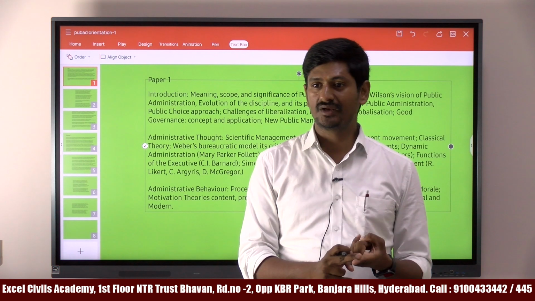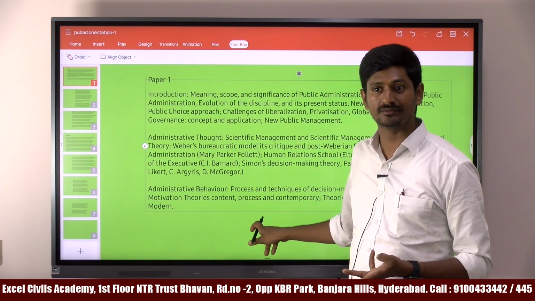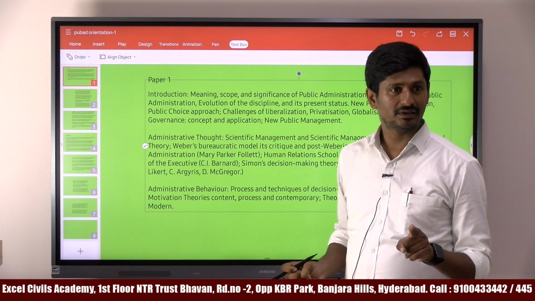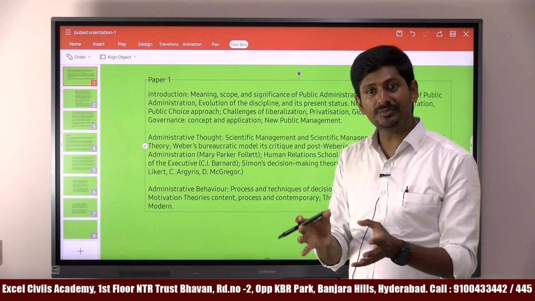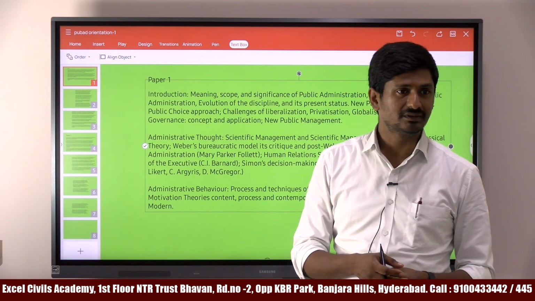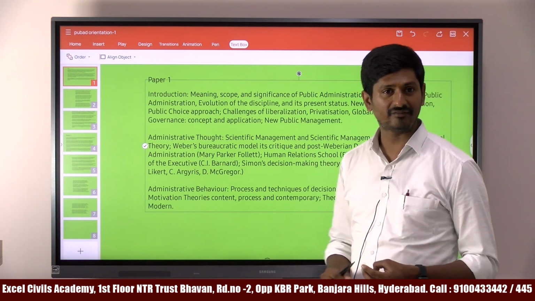What is the role of structure? What is the role of behavior? What is the role of morale and motivation? Morale means what? Commitment towards the work. Motivation means what? The inducement provided by the organization to improve the effectiveness of the organization. Those will be studied in the process of administrative thought and administrative behavior.